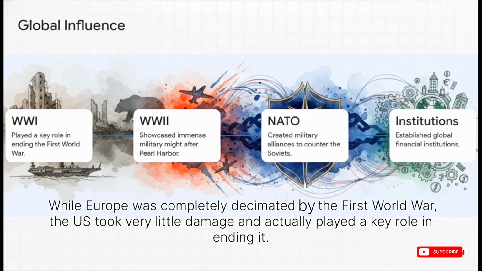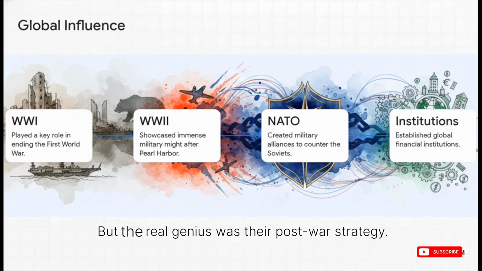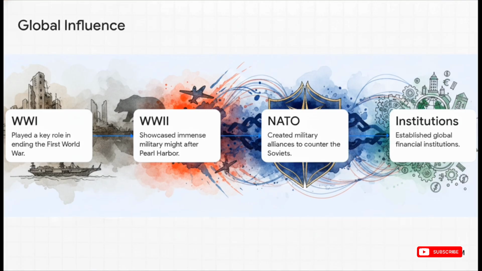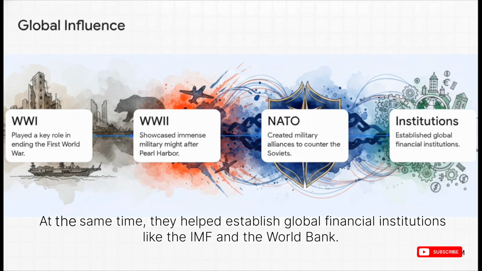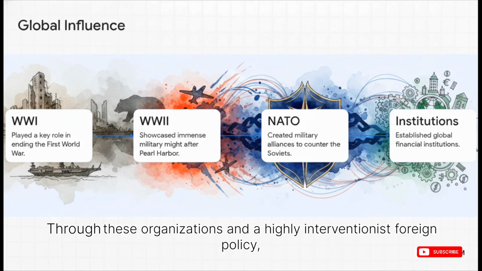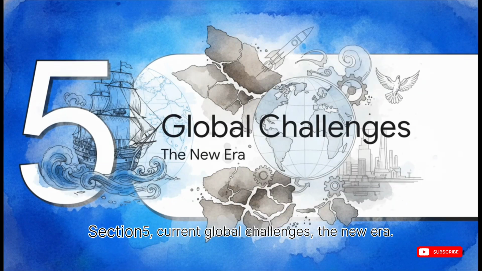While Europe was completely decimated by the First World War, the US took very little damage and actually played a key role in ending it. Then in World War II, after the shock of Pearl Harbor, America really showcased its immense military might. But the real genius was their post-war strategy. By using the threat of the Soviet Union, they spearheaded massive military alliances like NATO. At the same time, they helped establish global financial institutions like the IMF and the World Bank. Through these organizations and a highly interventionist foreign policy, America was able to indirectly influence global affairs and completely solidify its superpower status.